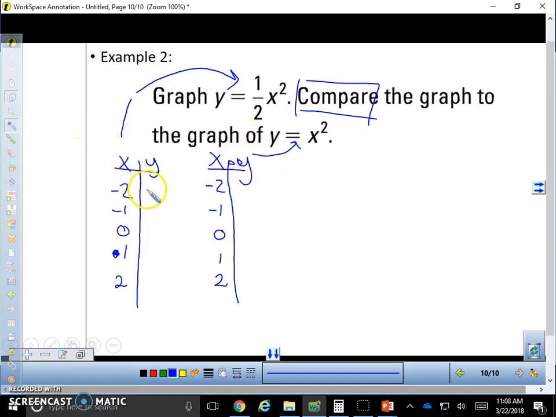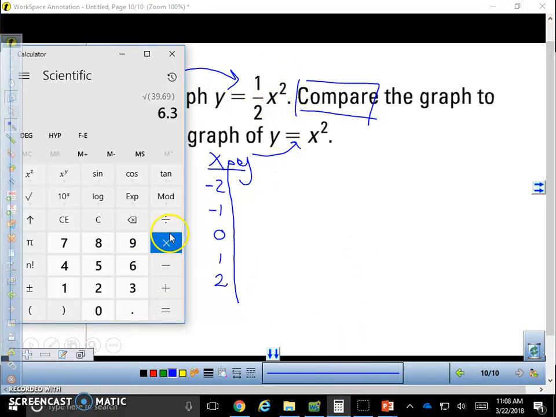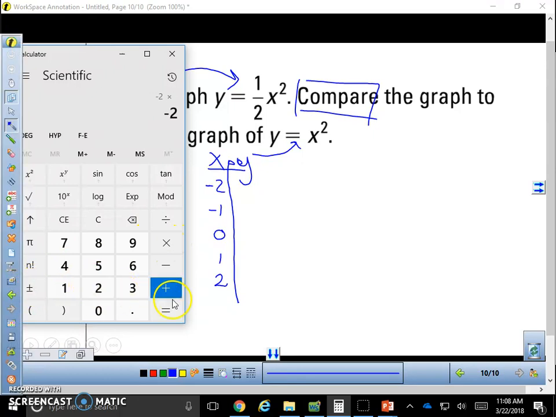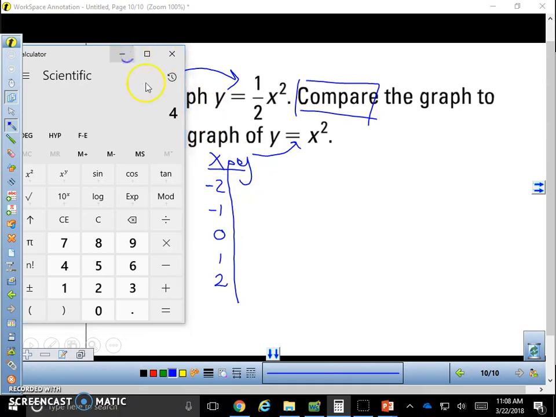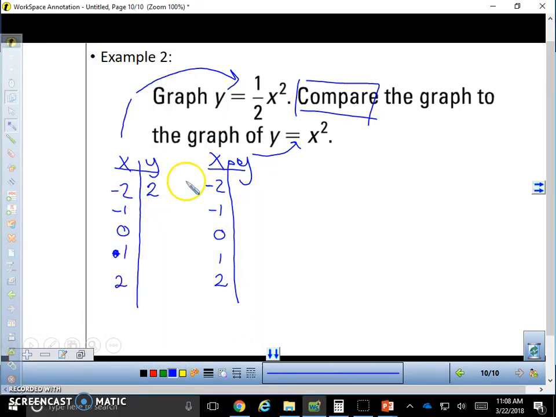All right. -2 squared is -2 times -2, which is 4. Divided by 2 now is 2. Let's go here to -1. -1 times -1 is 1, and then 1 times 1/2 is 1/2. 0 times 0 is 0. 0 times 1/2 is 0.